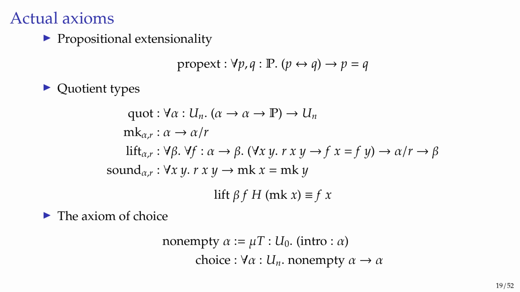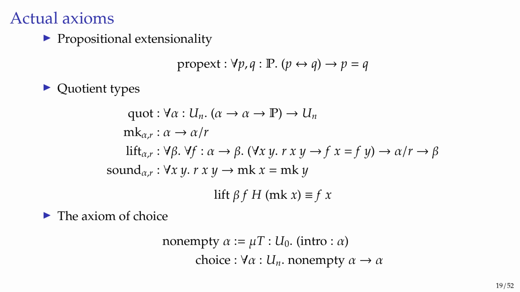Okay, so there are three actual axioms. These are propositional extensionality, which says that if you have two elements of Prop and you can prove if and only if for them, so one implies the other and vice versa, then they are equal. You can think of this as sort of univalence for propositions. It implies, in conjunction with the other things, that the Prop type has exactly two elements, and one is true and one is false.